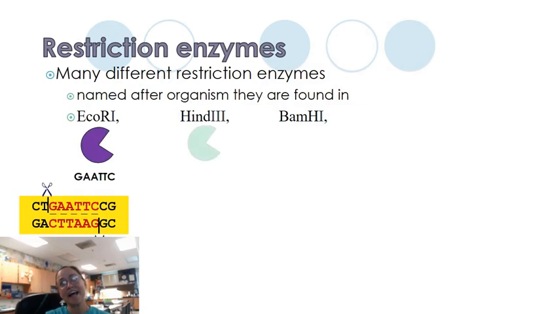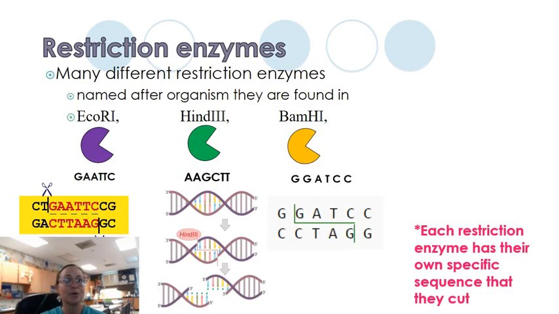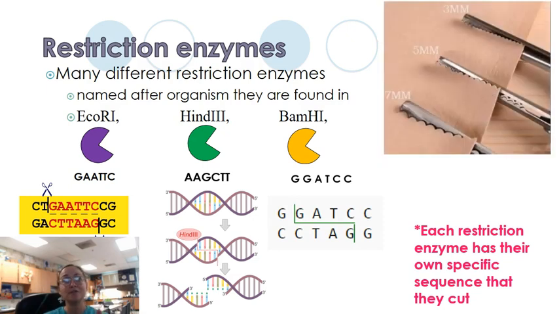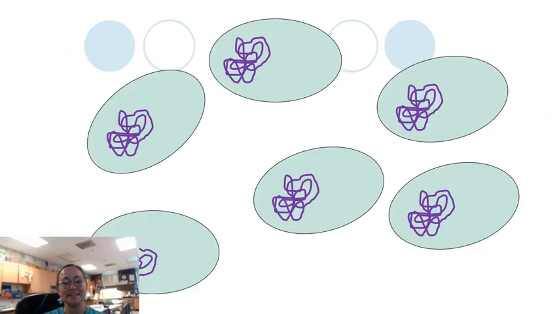There are different kinds of restriction enzymes that are each going to have their own sequence to cut. So if you are going to make recombinant DNA, you want to be careful that you use the same restriction enzymes if you want the base pairs or the sticky ends to match. Kind of like craft scissors. They each have their own sequence.